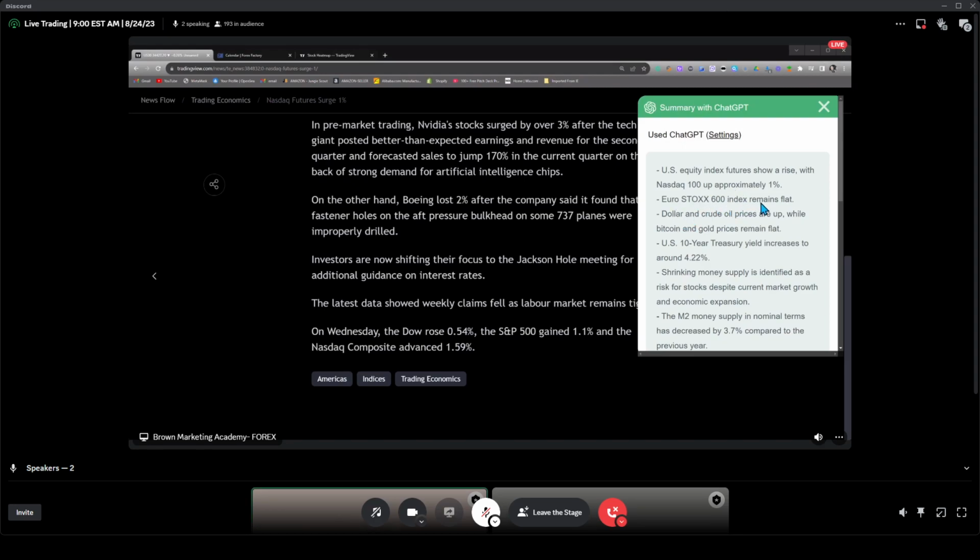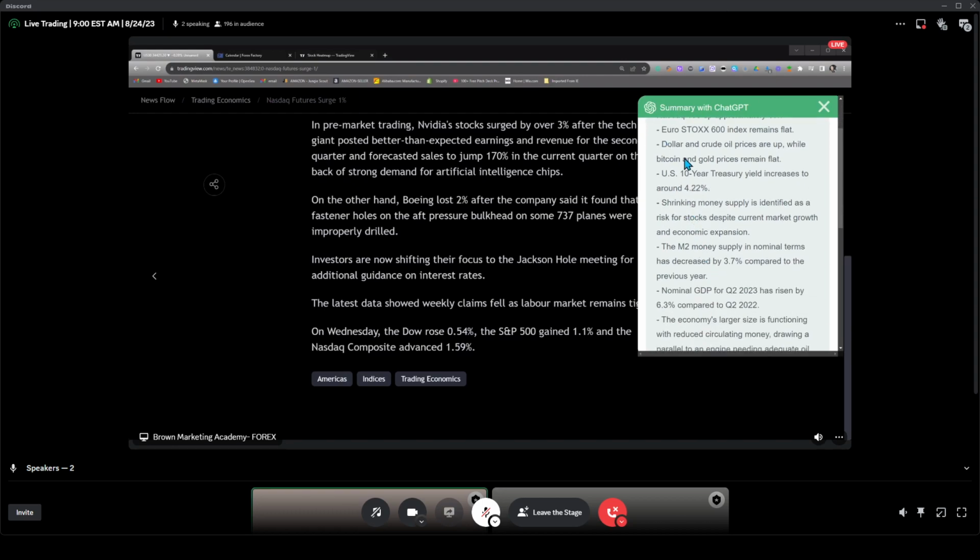Euro Stock 600 index remains flat. That doesn't really tell us much whether bullish or bearish, so we ignore that one. Dollar and crude oil prices are up while Bitcoin and gold prices remain flat. Dollar up, positive. All right. U.S. 10-year Treasury yield increases, that is negative. Shrinking money supply is identified as risk for stocks despite current market growth, and that's negative.